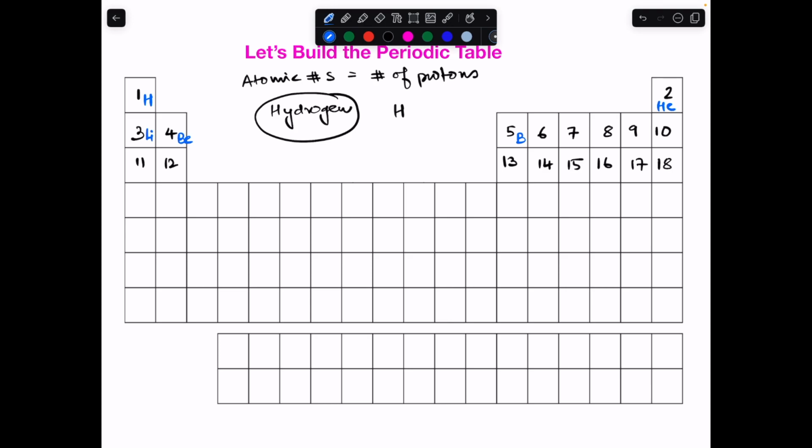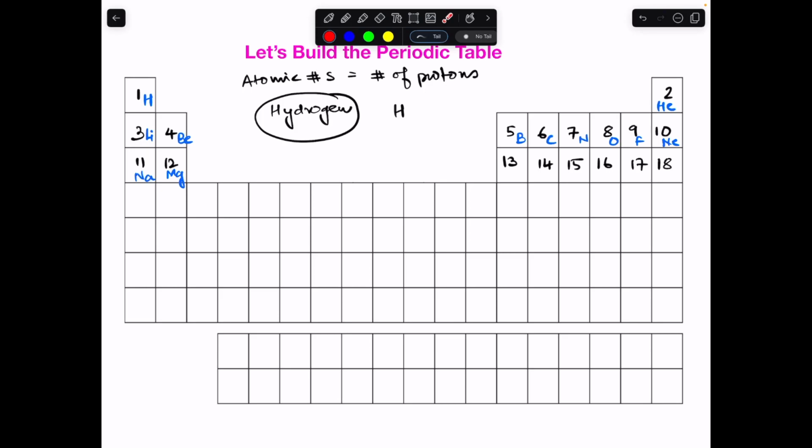And then number 6 is carbon, and 7 is nitrogen. 8 is oxygen, 9 is fluorine, and 10 is neon. Then we wrap around, and 11 out here is sodium, and then 12 is magnesium. You can keep going down this way by referring to a periodic table, but right now we're just trying to understand how the periodic table is built.